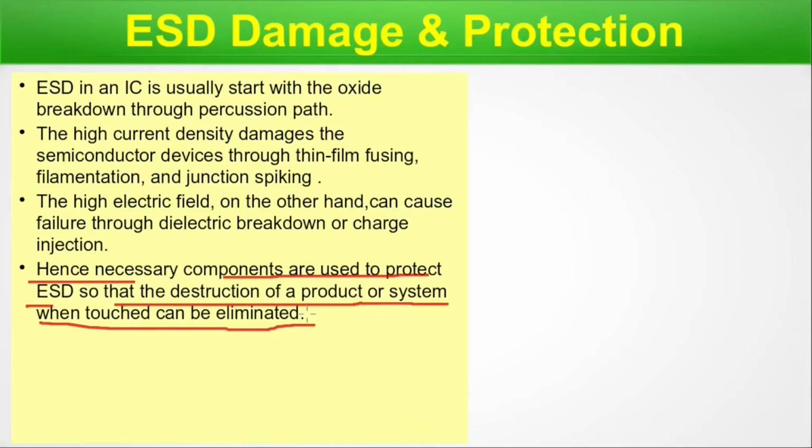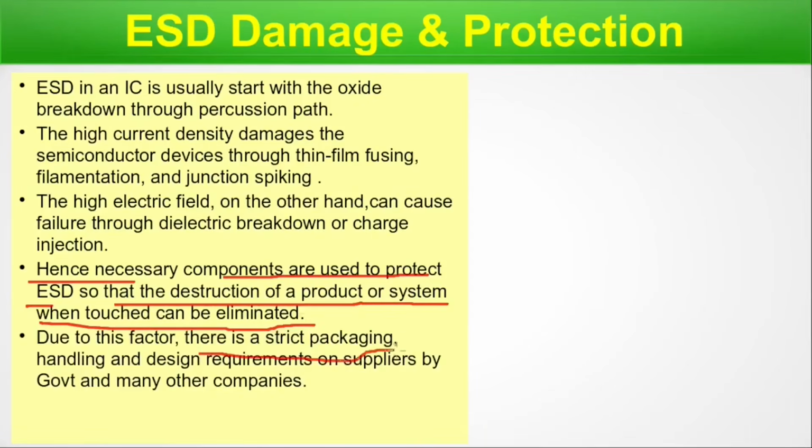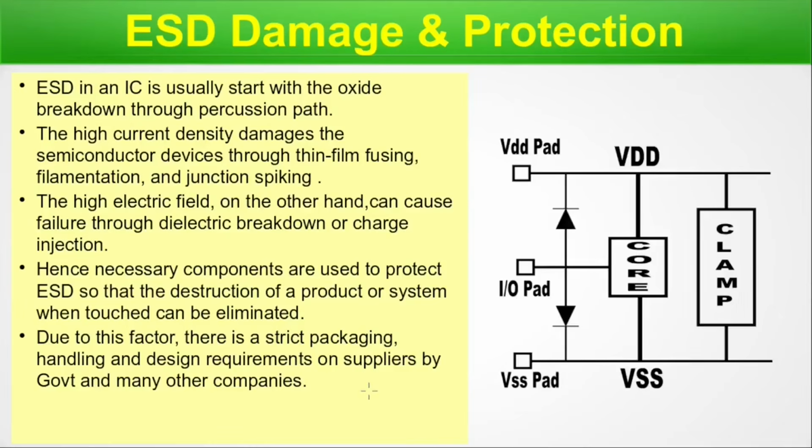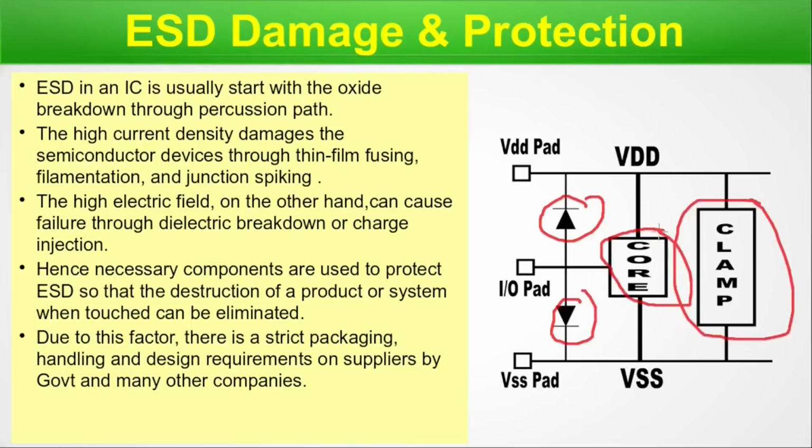However, external protection like ESD straps or ESD protection bags, which I have just talked about, is also provided. Internally, we also provide the mechanism to fight the ESD. Due to this factor, there are strict packaging, handling and design requirements for suppliers by government and other companies. I have talked again and again about the different safety measures, which I have just repeated with a point here. Here you can see the typical protection method for the ESD. So here we have diodes, which we will talk about later, and you can see there is a clamp, and here is the core of the circuit. Here is our IO pad, VDD pad, and this is our VSS pad, and these are the power rails. These two are power rails.